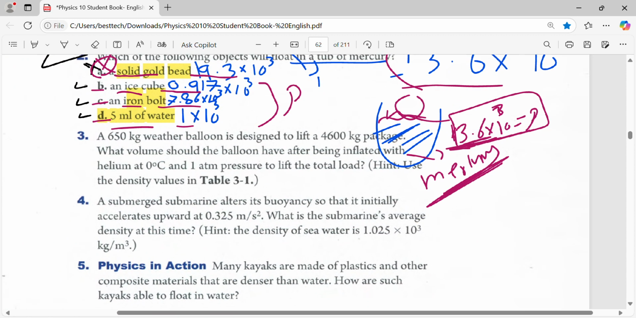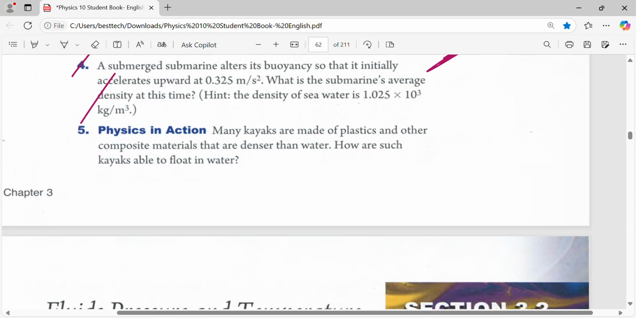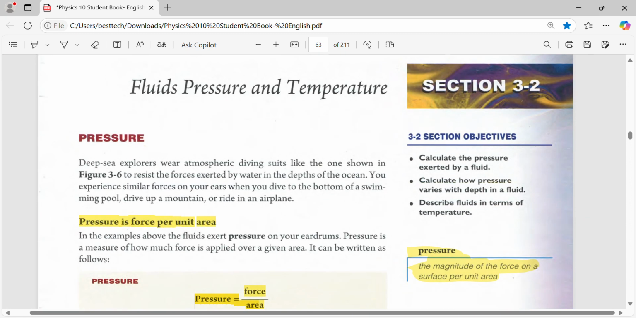Guys, questions 3 and 4 you can solve by yourself, they are easy. If there is any question, inform me on Telegram, or you can write in the comments.